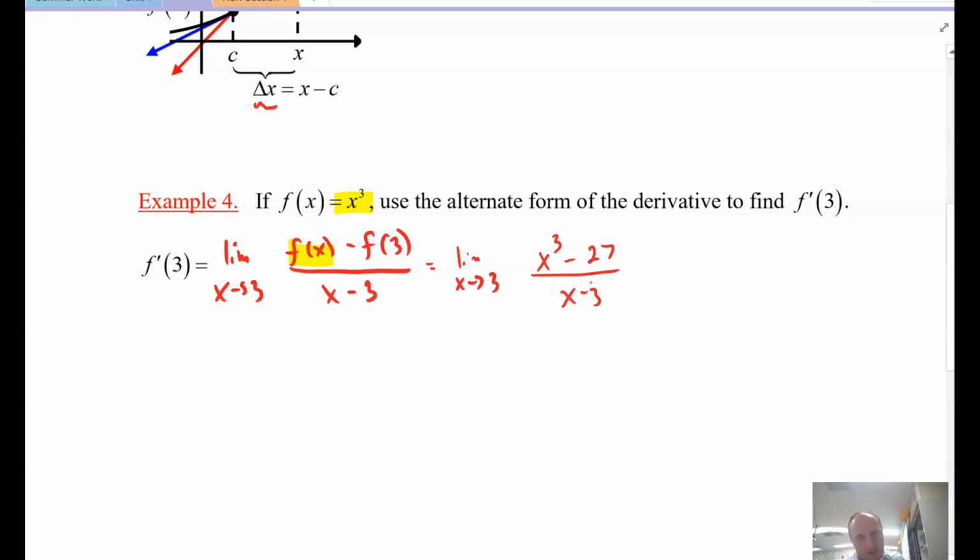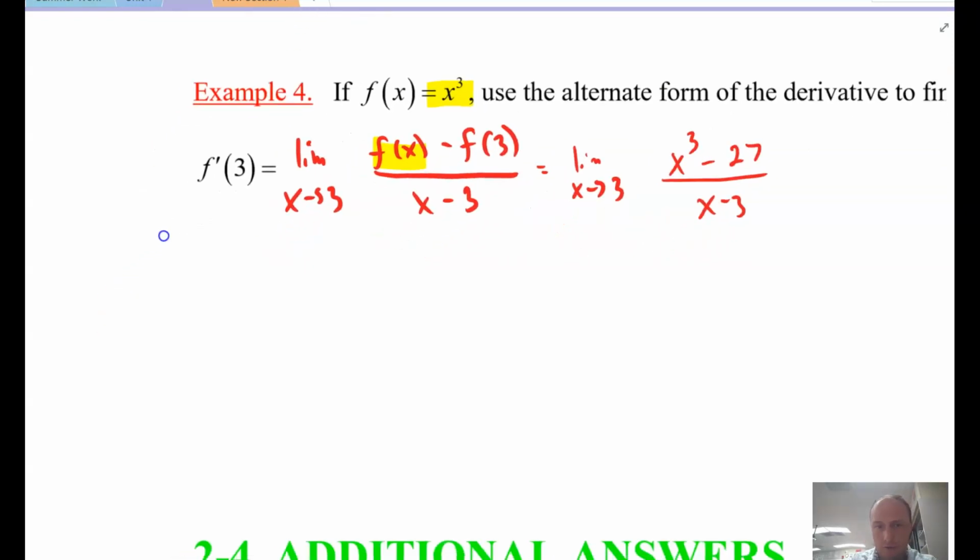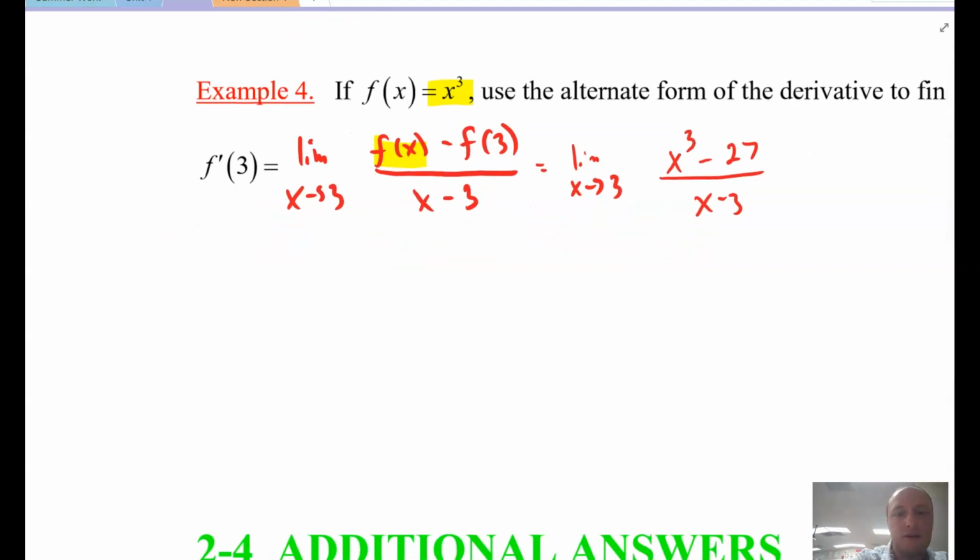So what we have to do here is some reducing, and unless you know your difference of cubes, what we're going to do is some long division. So I'm going to go over here. We'll do a blast from the past: x minus 3 dividing into x cubed. I don't have any x squared terms. I don't have any x terms, but I do have x to the 0 terms. That's 27. So we're going to do some long division.